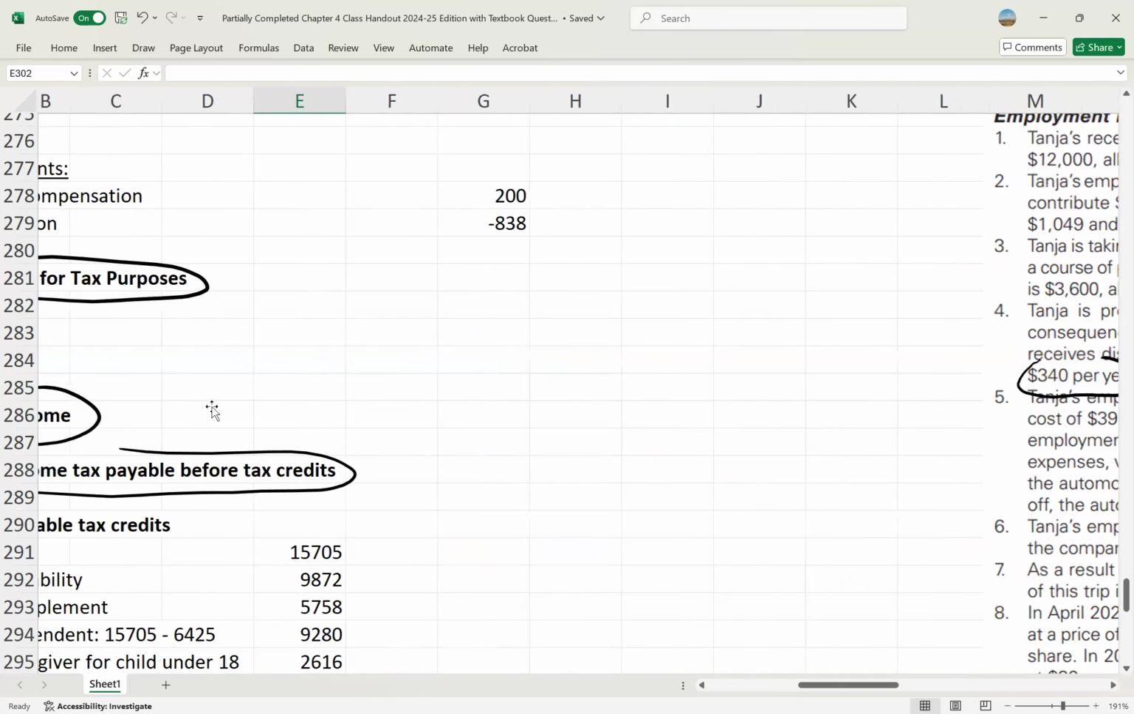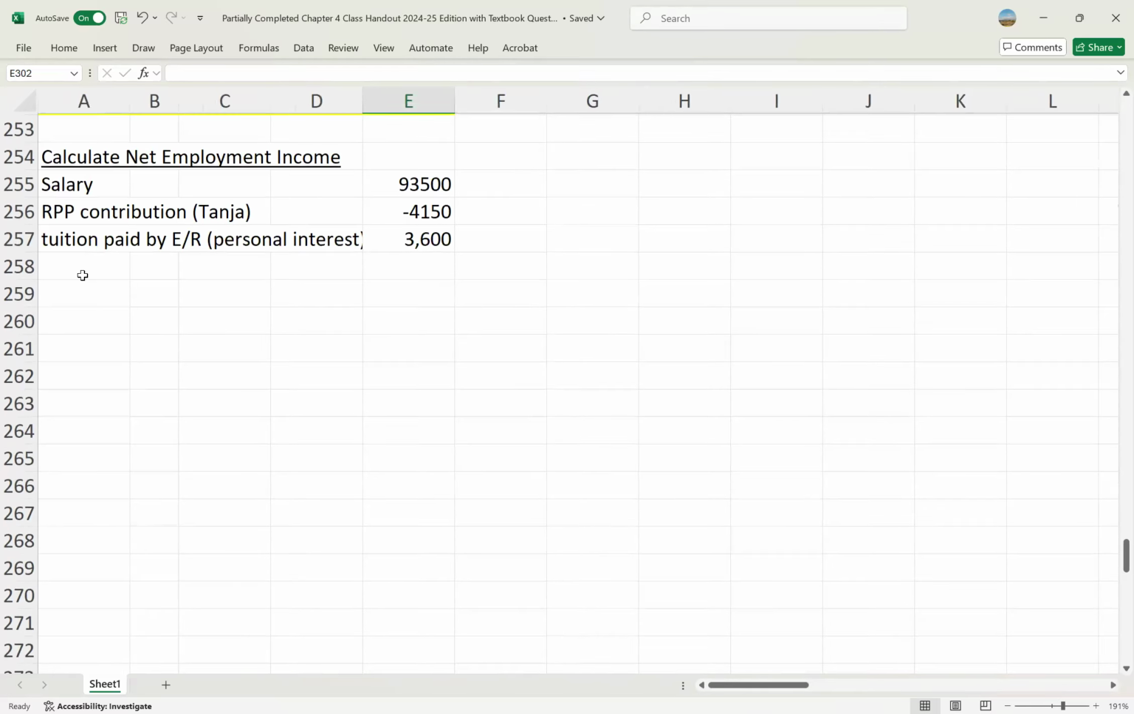So how would that sort of look like? Let's just sort of go back up to our net employment income. And so she's going to get the disability payments of 6,500, but then it can be reduced by the 3 years that she's paying $340 per year. So what would that be? That would be 1,020. And so the net amount that would be included would be 5,480.